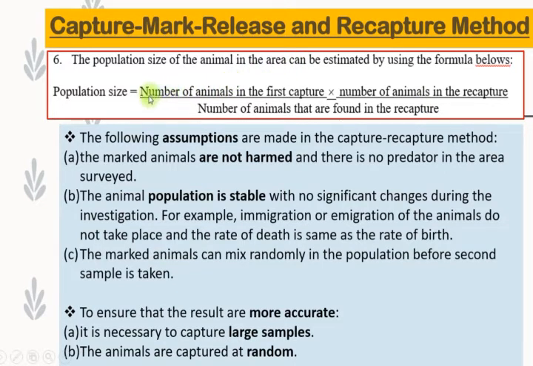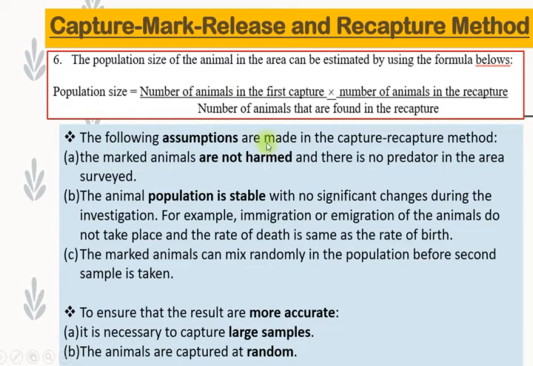I repeat. The number of animals in the first capture times the number of animals in the second capture, divided by the number of marked animals in the second capture. After you use this formula, you can estimate the population size of the animal or of the species. Let's take a look at the assumptions.